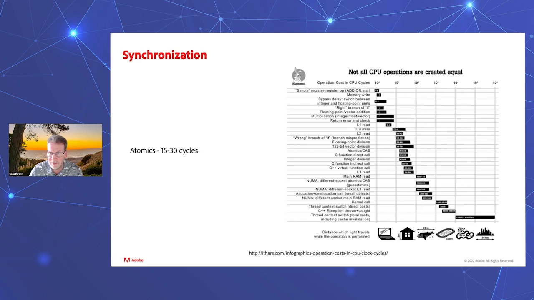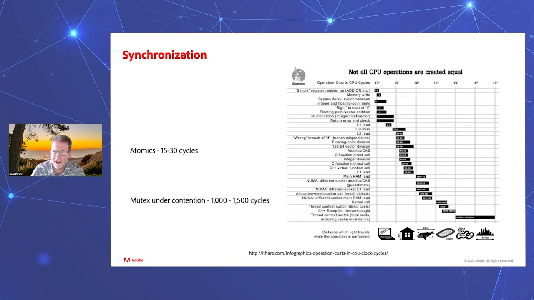But I don't think people consider specifically the cost of threading and synchronization operations. So let's take a look here. The first thing to notice is that atomic operations fall just about in the middle of this graph, where you're looking at 15 to 30 cycles for a simple atomic operation.